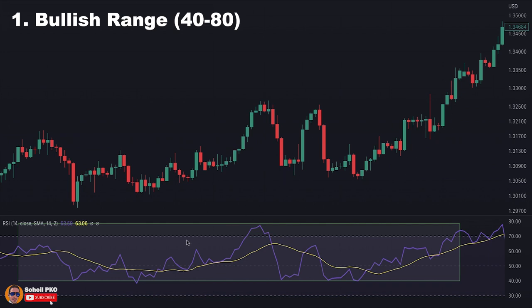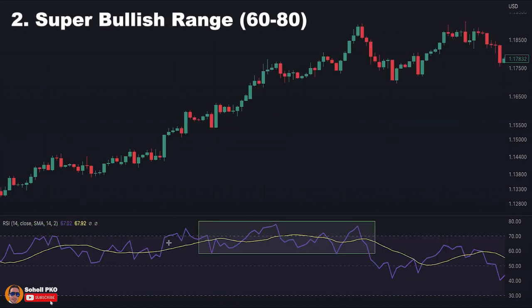On the other hand, a reading around the 80 level is considered an overbought reading here, playing as a resistance level or a supply zone, so declining of the price is expected either in the form of a trend reversal or pullback, which was the case here for this overbought reading.